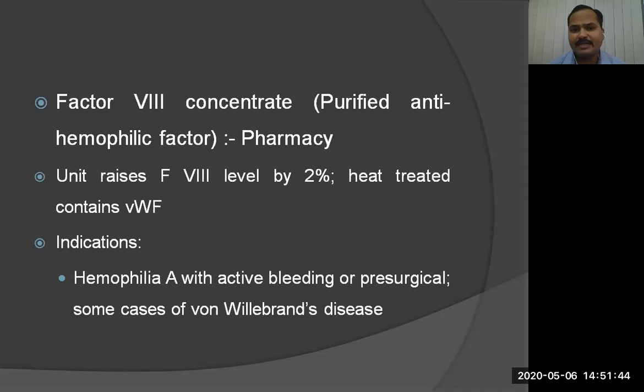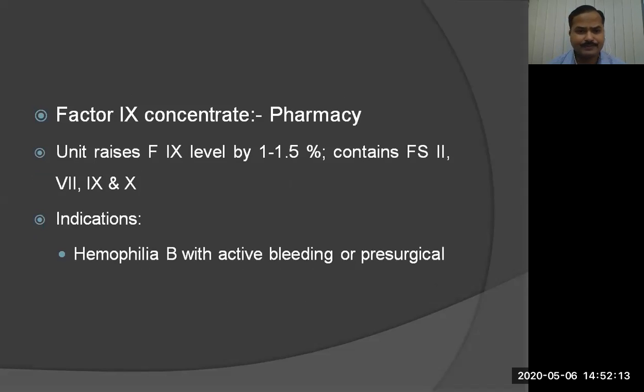Then we have factor 8 concentrate, purified anti-hemophilic factor, which is available in the pharmacy also. When we know there is only factor 8 deficiency, we have to replace it with the factor 8 concentrate. It raises the level by 2%, and the heat treated one contains von Willebrand factor also. So in hemophilia A with active bleeding or in the pre-surgical phase we can give it, and in some cases of von Willebrand's disease.